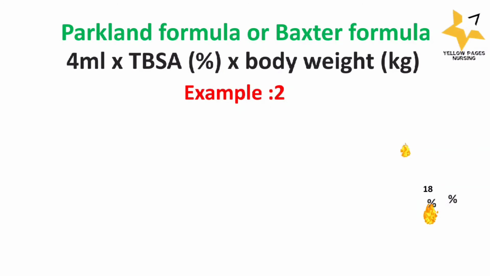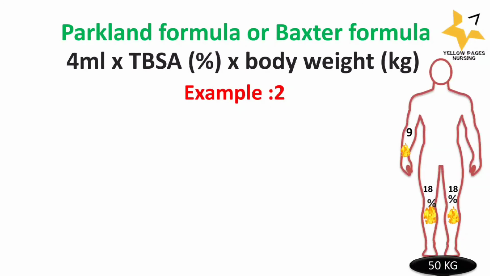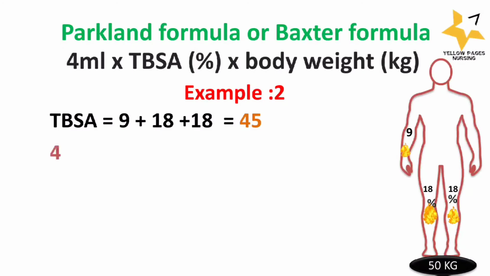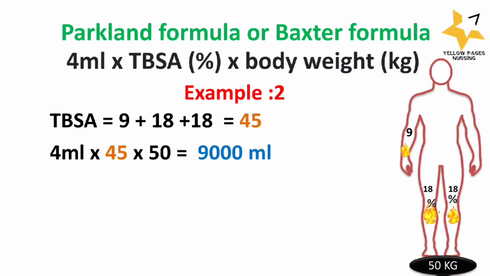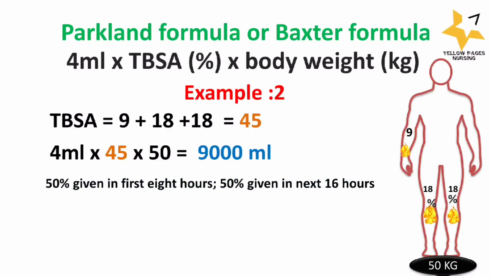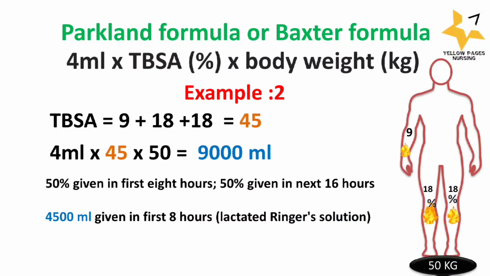Here, patient has burns on both the legs and one of the arms, and body weight for example is 50 kg. Total body surface area is calculated by 9 plus 18 plus 18, which gives 45%, and applying all in the formula, it is 4 ml multiplied by 45 multiplied by 50, which gives 9000 ml, and 50% is given in the first 8 hours, 50% is given in the next 16 hours. Hence, 4500 ml for the first 8 hours and 4500 ml will be given for the next 16 hours.